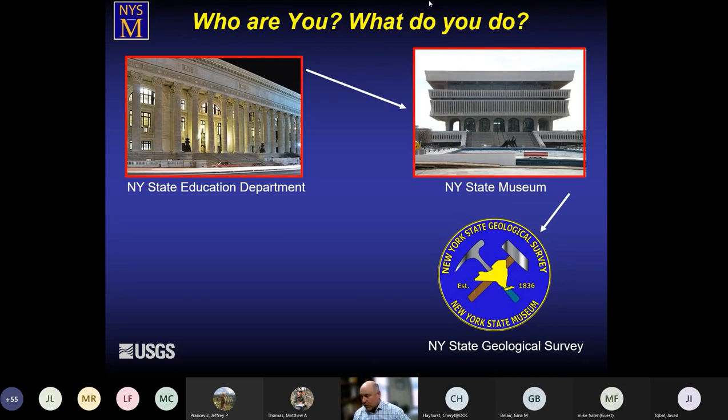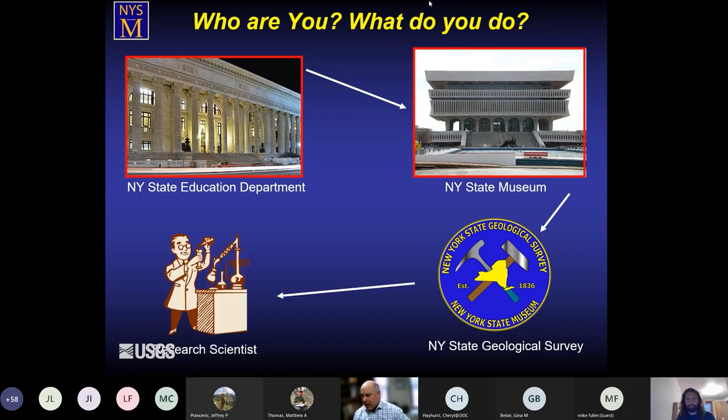We are within the New York State government system. I'm in the Geological Survey in the State Museum, which falls under the Department of Education, which I think makes us the only state geologic survey under the Department of Education. I think Maine used to be, but they got smart and got out. So I'm a research scientist and the director of the Geologic Survey and the Mapping Program. That's our organizational structure.